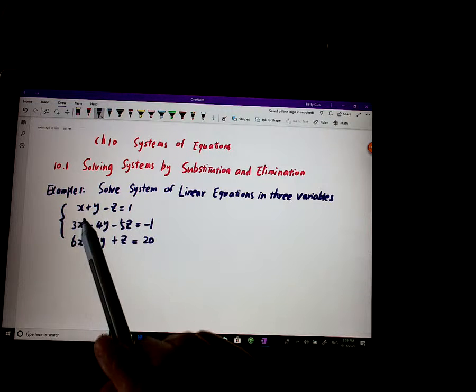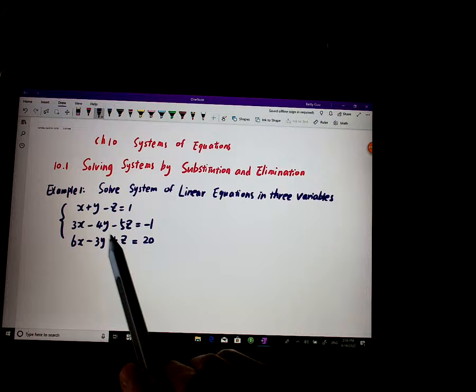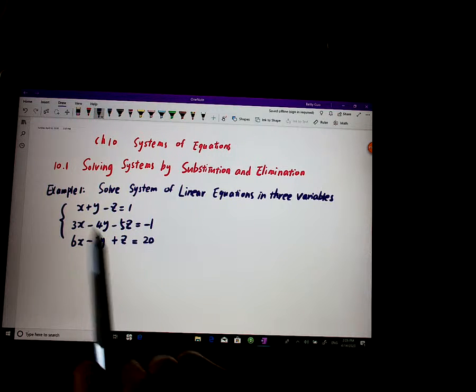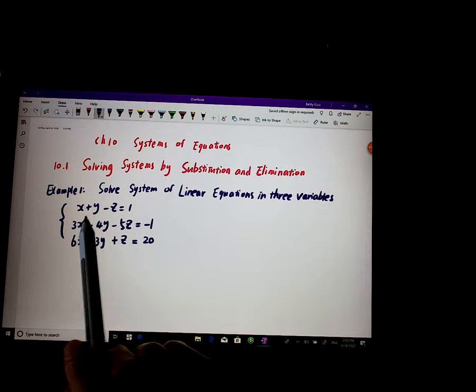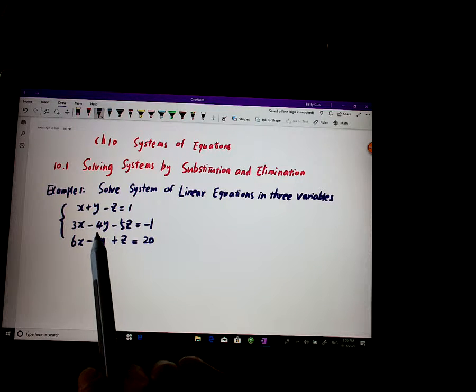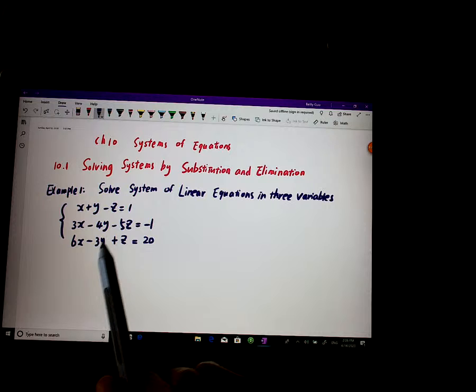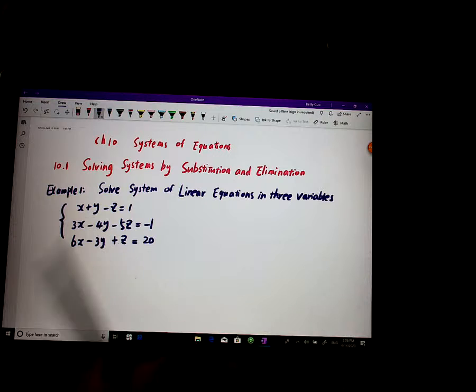Solve this system of linear equations in three variables. The three variables are x, y, and z. They are linear equations because if you see those variables x, y, and z, the exponents on the variables are all 1. If the variable shows up, the exponent of the variable is 1. That makes the equation a linear equation. We have three variables, so this is a system of linear equations in three variables.